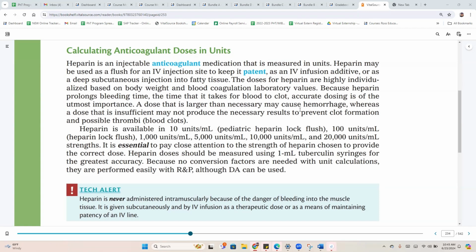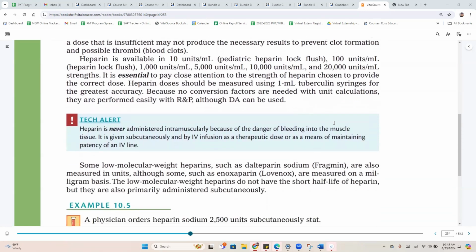So heparin is never administered intramuscularly because of the danger of bleeding into the muscle tissue. It is given subcutaneously and by IV infusion. I just wanted to throw that in there. Some low molecular weight heparins, such as Fragmin, are also measured in units, although some, such as Lovenox, are measured on a milligram basis. The low molecular weight heparins do not have the short half-life of heparin, but they also primarily are administered subcutaneously.